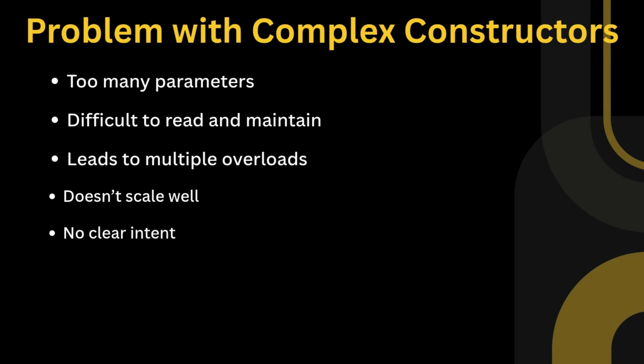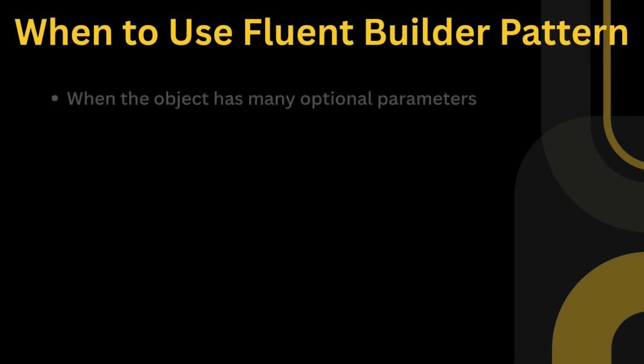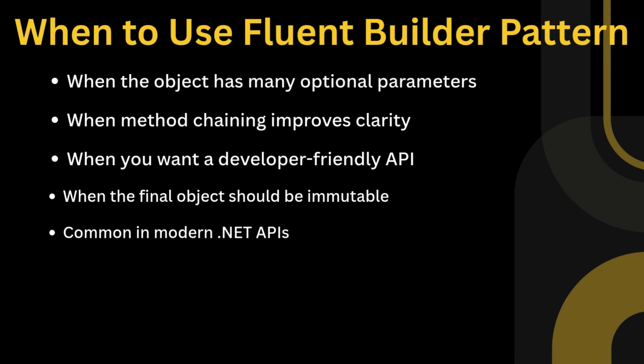When you have a class that takes 5 or more parameters, things start to break down. You either overload constructors, pass values in the wrong order, or include things you don't even need. It becomes harder to understand, harder to maintain, and easy to misuse. The Fluent Builder Pattern is a modern take on the Builder Pattern, using method chaining for better readability and flexibility.